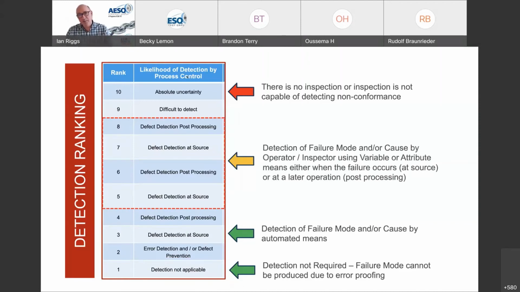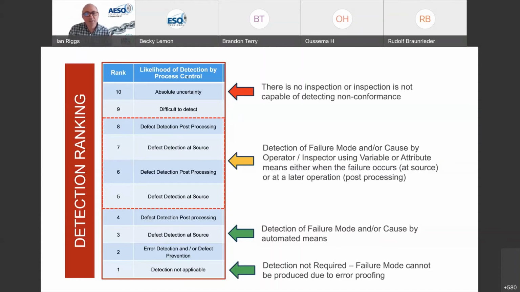And that's really important because one of the things I see sometimes is a lot of low RPNs. We've scored detection as a 2, but it's actually based on a visual inspection by an inspector. So the next block says 5 is if you're inspecting where you create that characteristic, using a variable means, you score a 5.